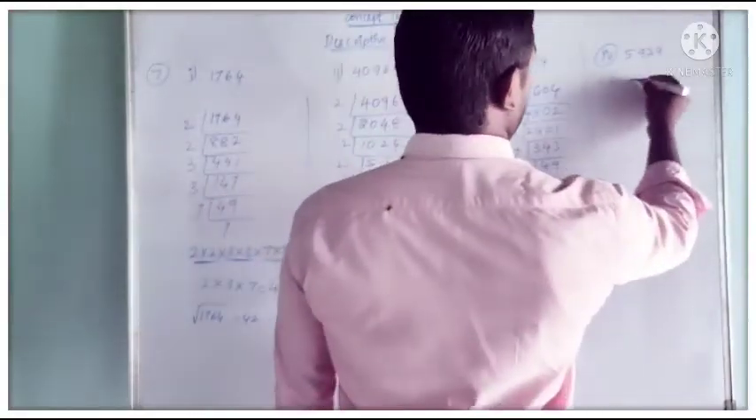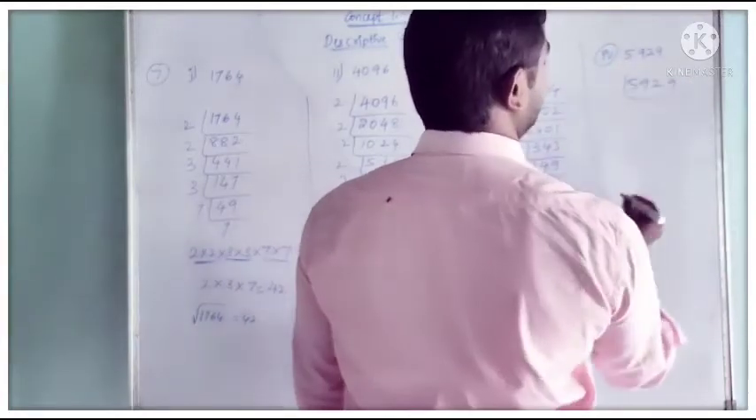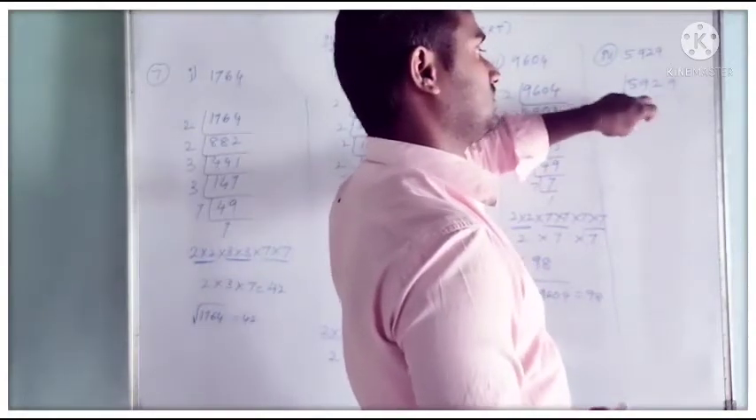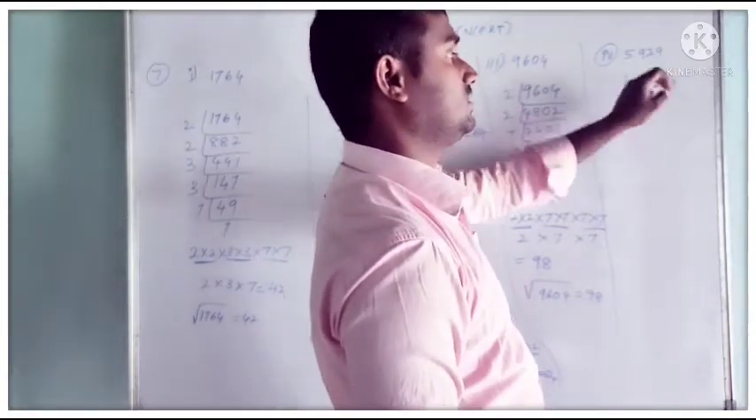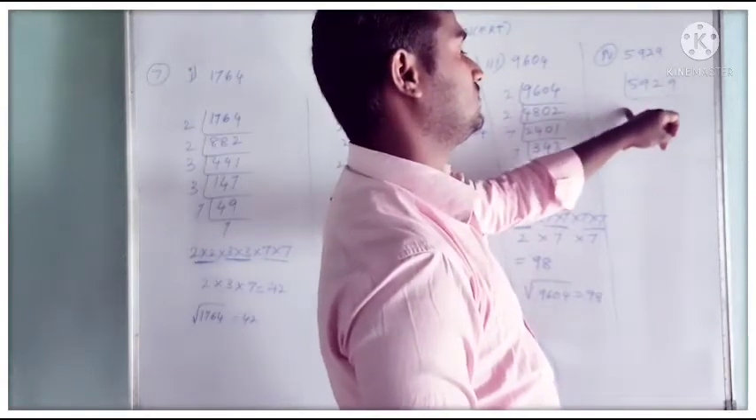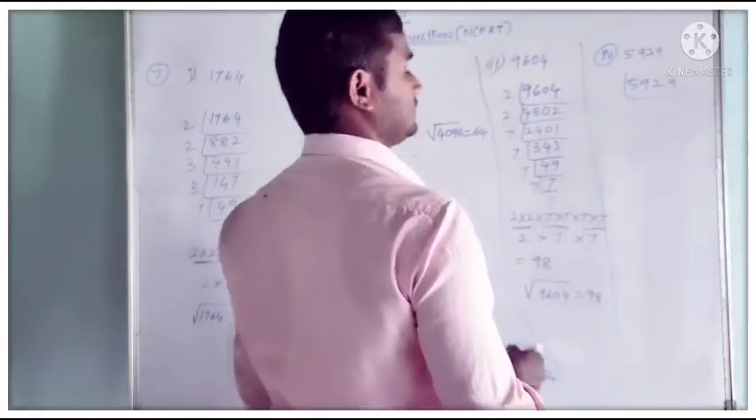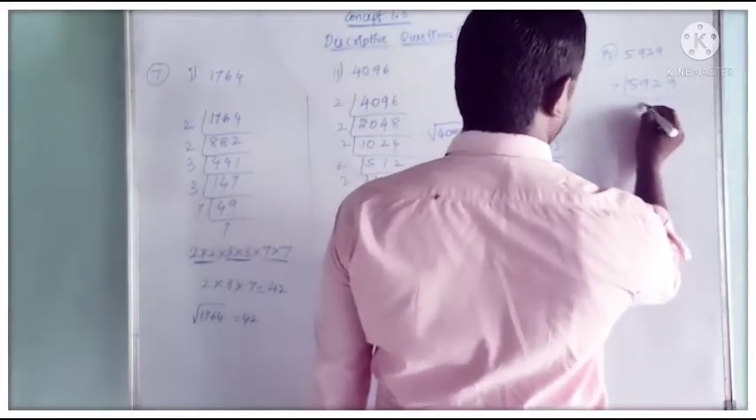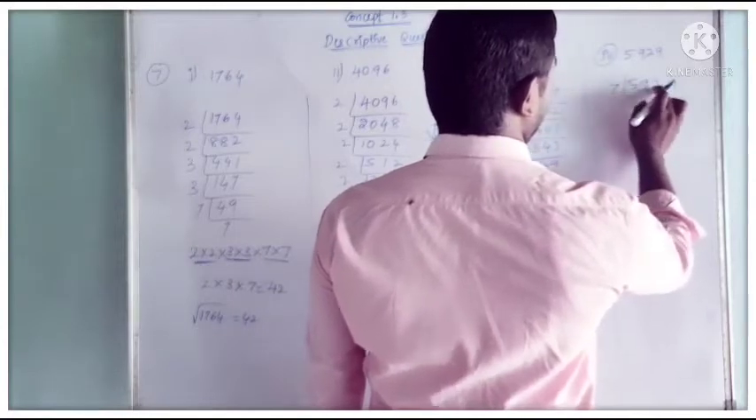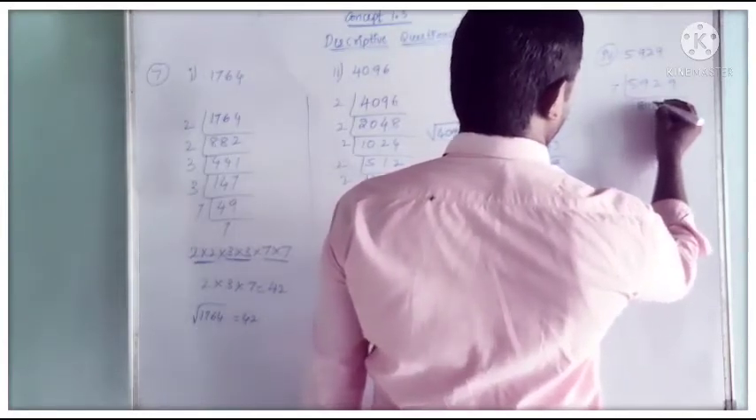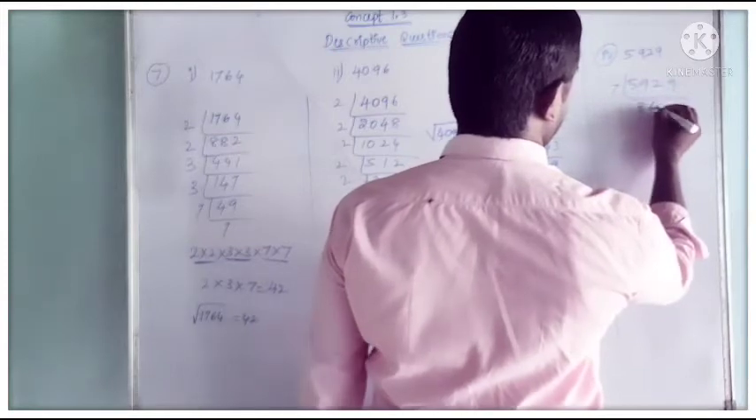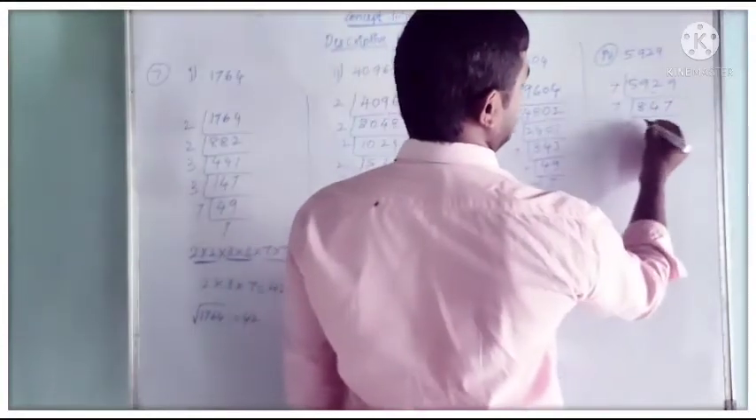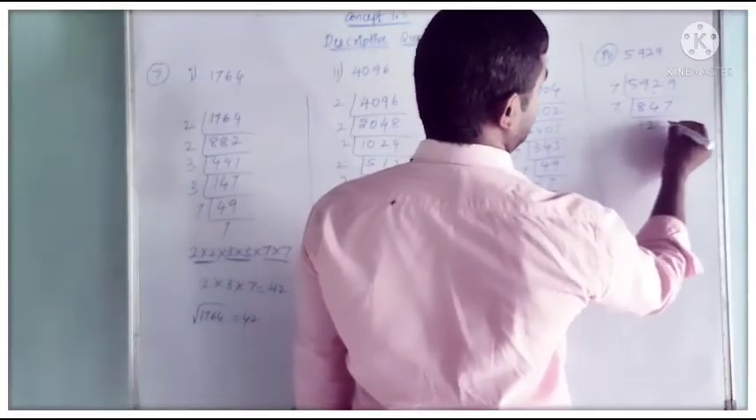Next, the square root of 5929. The 2 table won't cancel. The 3 table, by the sum of the digits, also no. The 5 table also no. Check the 7 table: 7 8s are 56, 7 4s are 28, 7 7s are 49, 7 2s are 14. Yes, the 7 table works. Next, 7 1s are 7, 7 2s are 14, 7 1s are 7.